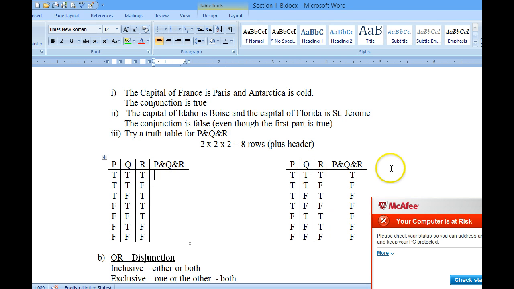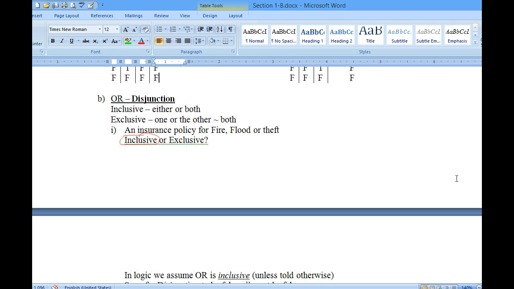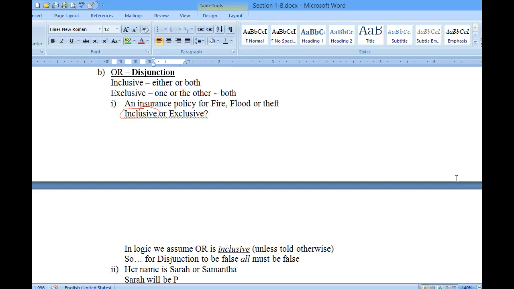Now we're going to come over here to the conjunction. For a conjunction to be true, we need to have all of them be true. So this is true, and we can just fill in the rest. Everything past that point has to be false, because there isn't one where all of them are true. All right, let's move on to the second logical connector, or.